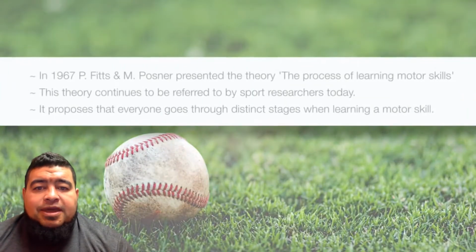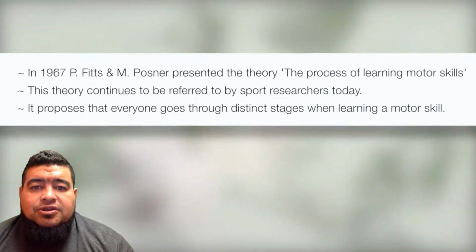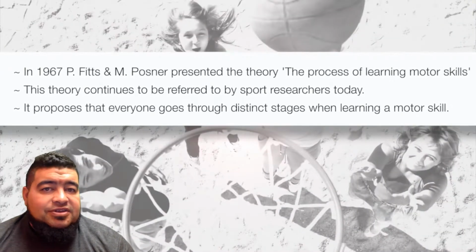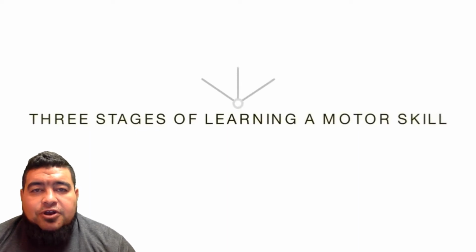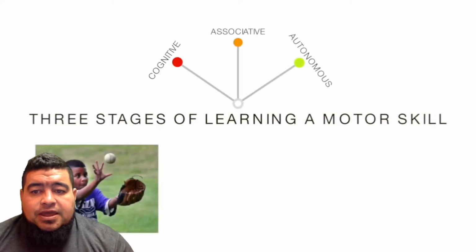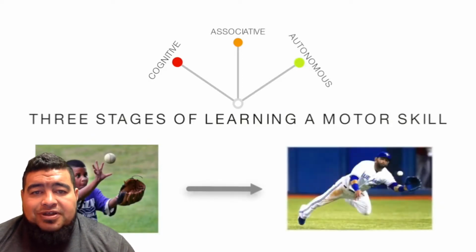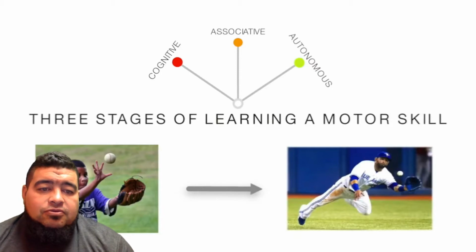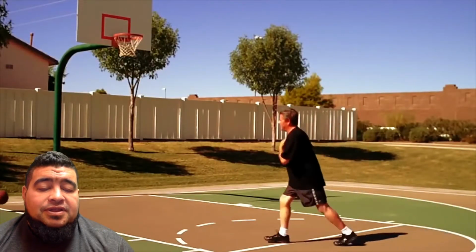So Fitts and Posner came up with this, the process of learning motor skills. This theory does continue to be used today by sports researchers, by teachers, by students alike. It proposes that everyone goes through very distinct changes when they're learning a motor skill. So the three stages of learning a motor skill are cognitive, associative and autonomous. As we go through, we start off as a rookie, like the young boy here, and hopefully we end up in the autonomous stage where we can almost become professional or become an expert in that skill.